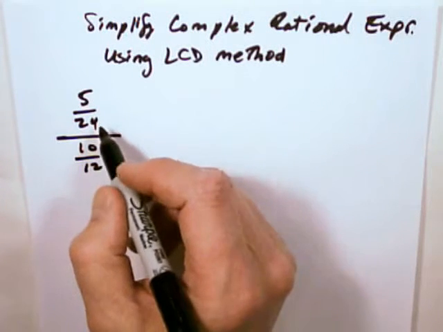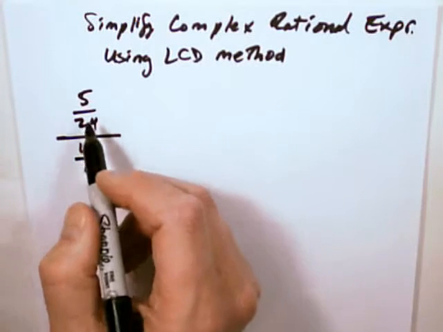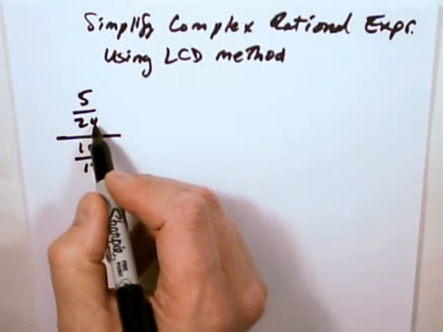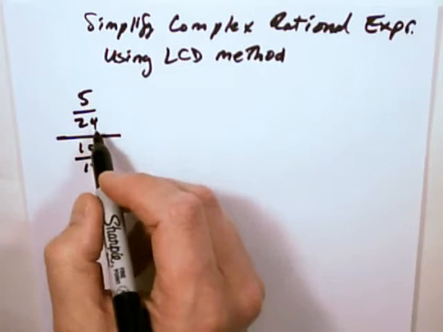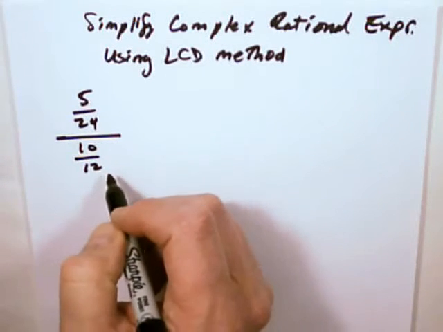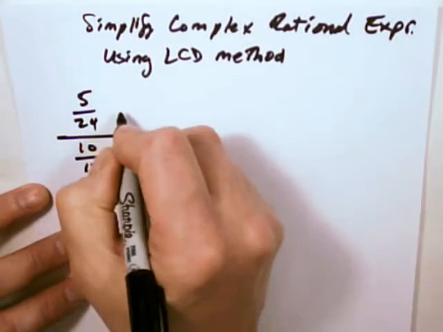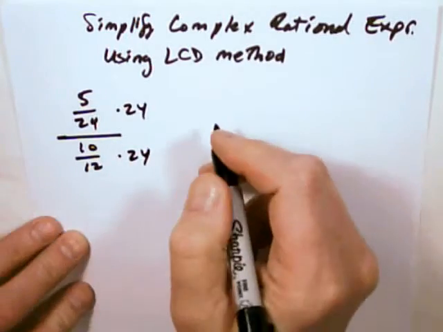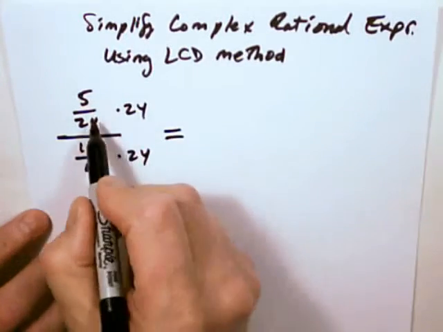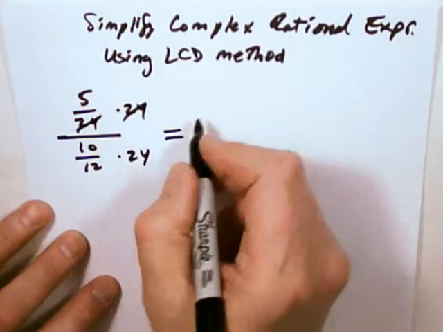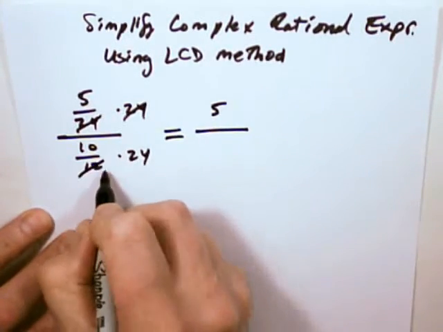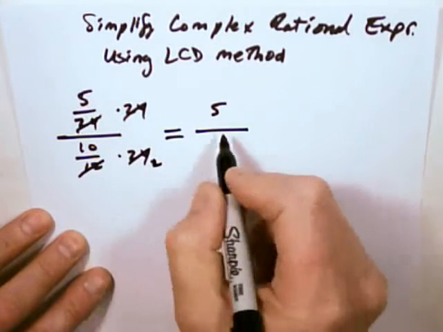What I'm going to do is take the least common denominator between the numerator and the denominator. So in this particular case, the least common denominator is going to be 24. I multiply the top and bottom of the fraction by that least common denominator. Simplifying, notice that in the numerator they cancel out and I'm left with just the 5. The denominator cancels and I'm left with 10/2.